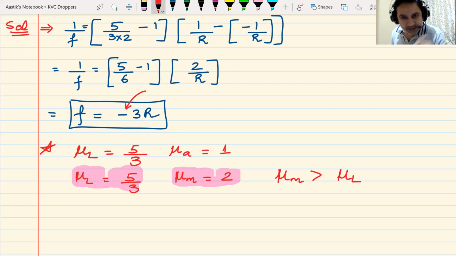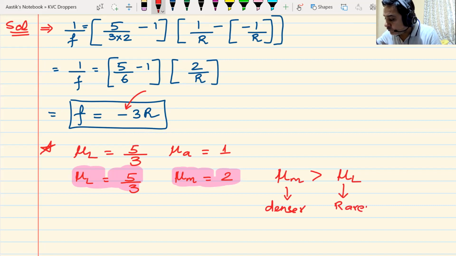Yes, sir. Again, I will repeat. Please put your heads down and write. What I have done here is I have placed this lens in a medium which is denser than the medium of the lens, the glass of the lens. This is a rarer medium. I have placed the lens in a denser medium. Do we understand this?